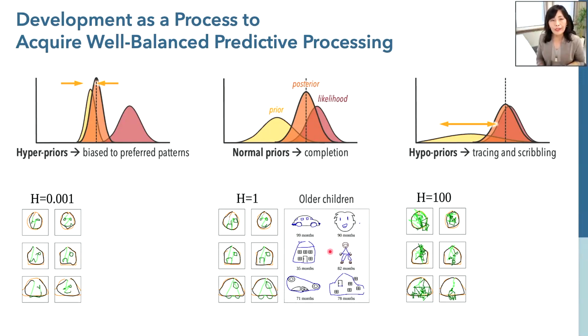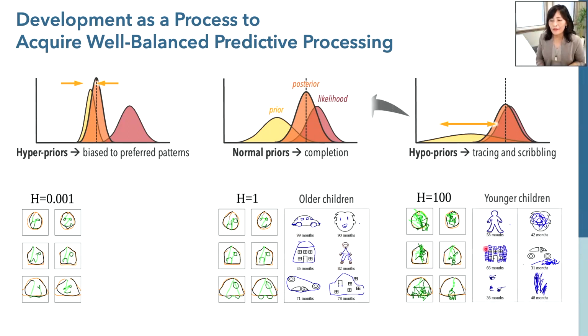From older children, we could observe the completion ability. And then, similar to the hyperprior network, we observed that the younger children tend to do scribbling or tracing behaviors. So one conclusion from our experiment is that the developmental process can be explained as a process of changing from hypo to normal prior networks. With less experience, the precision of the prior is still low. So the accumulation of experiences would significantly impact the higher precision of the prior.